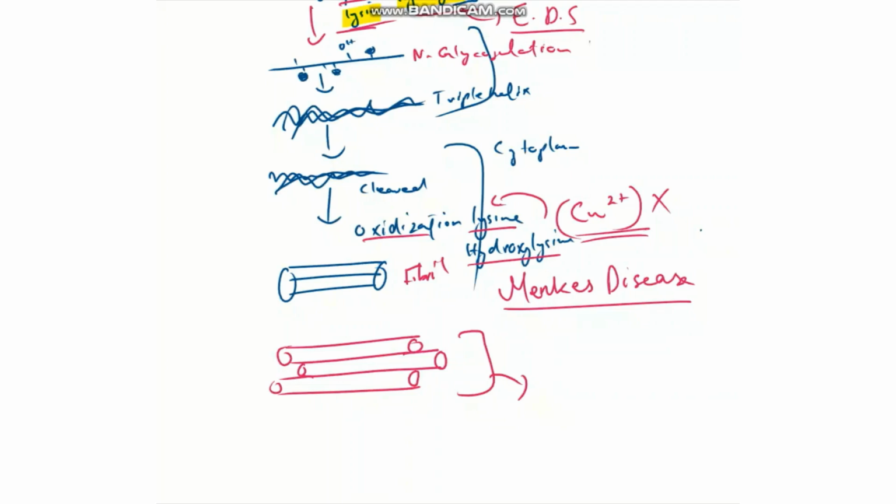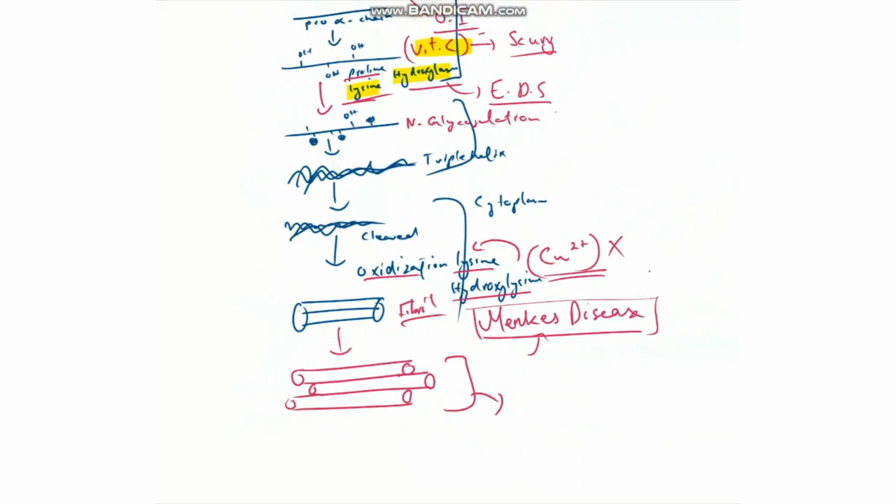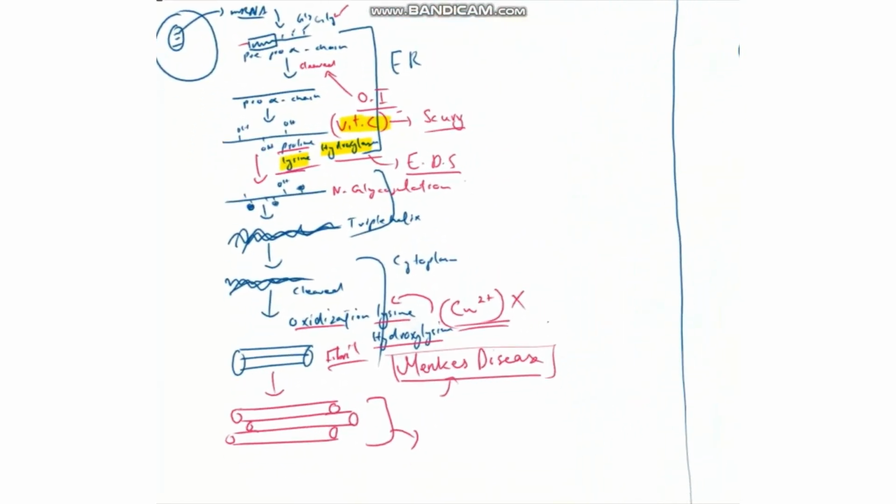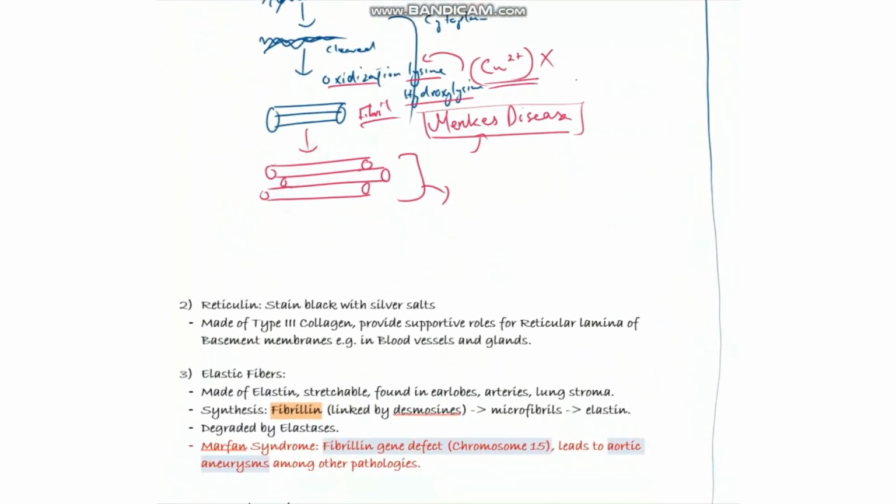So any problems with the copper or the enzyme not working would lead to pathology concerning collagen. And one of the pathologies is the Menkes disease, one of the most common pathologies. You might see this in the USMLEs. And then those fibrils are then aggregated to form the mature collagen. So we finished the major constituent of the extracellular matrix, that is collagen, and next up is reticulin.